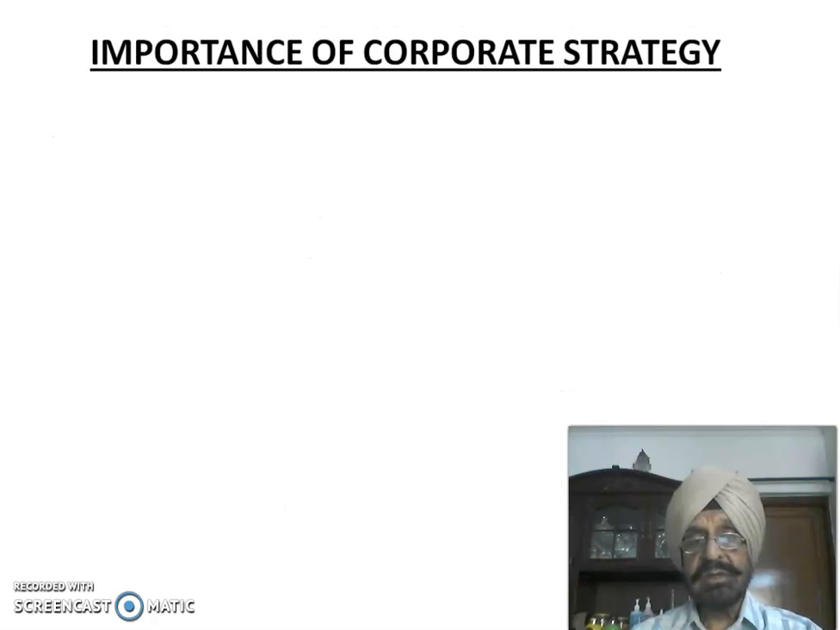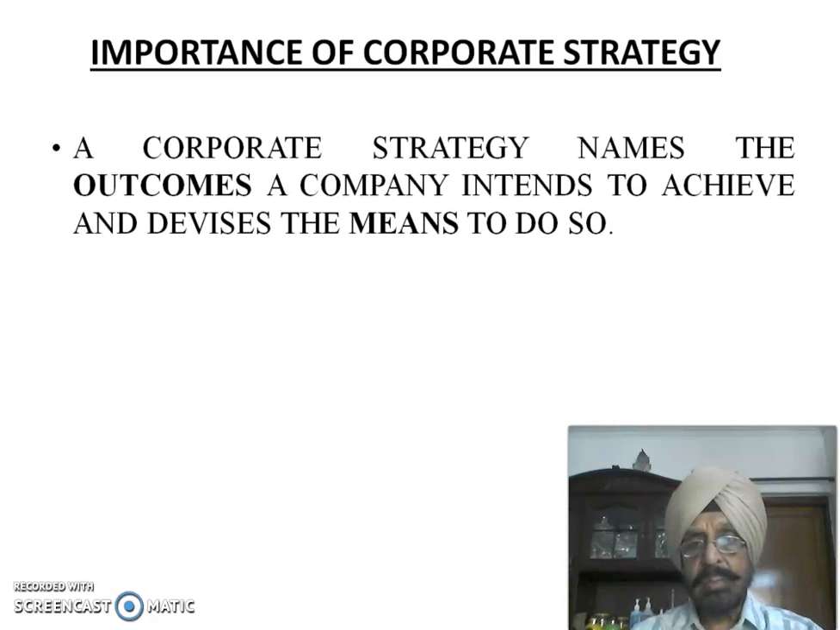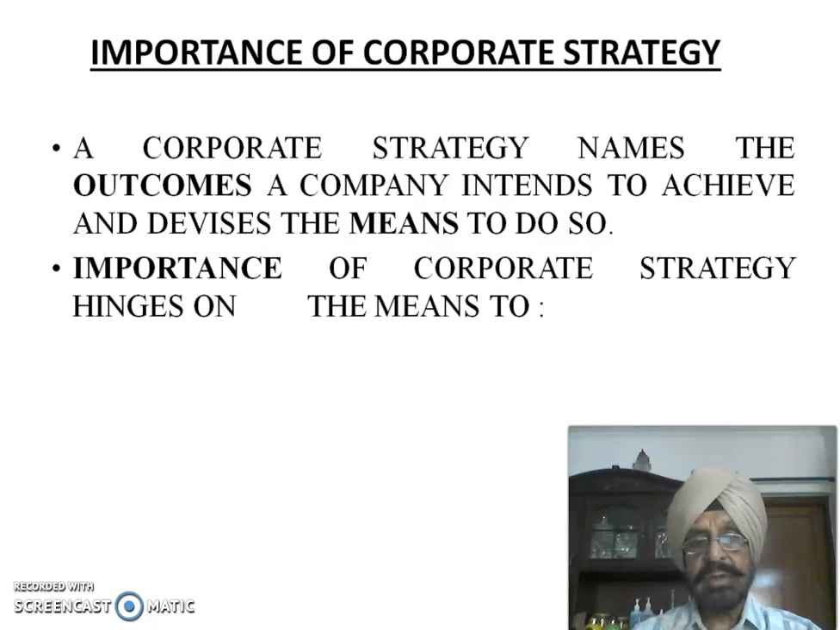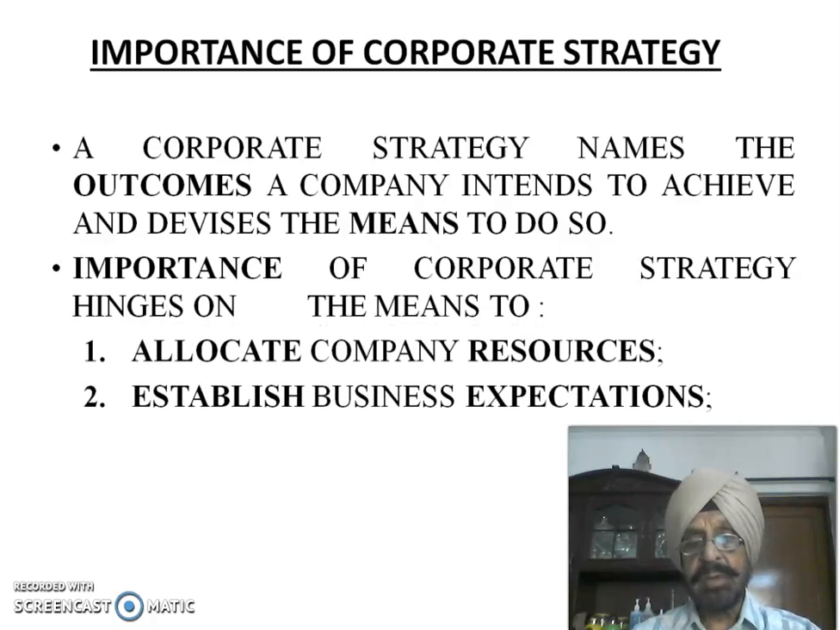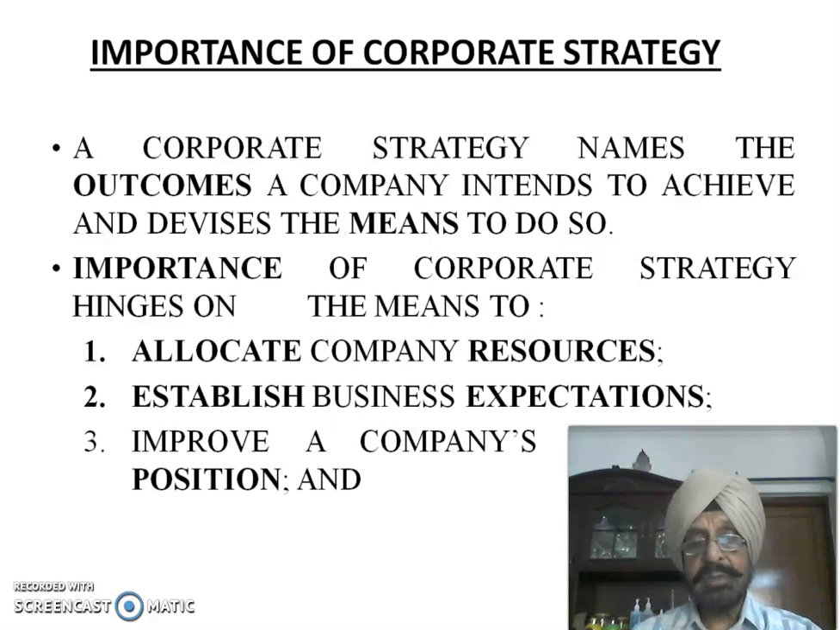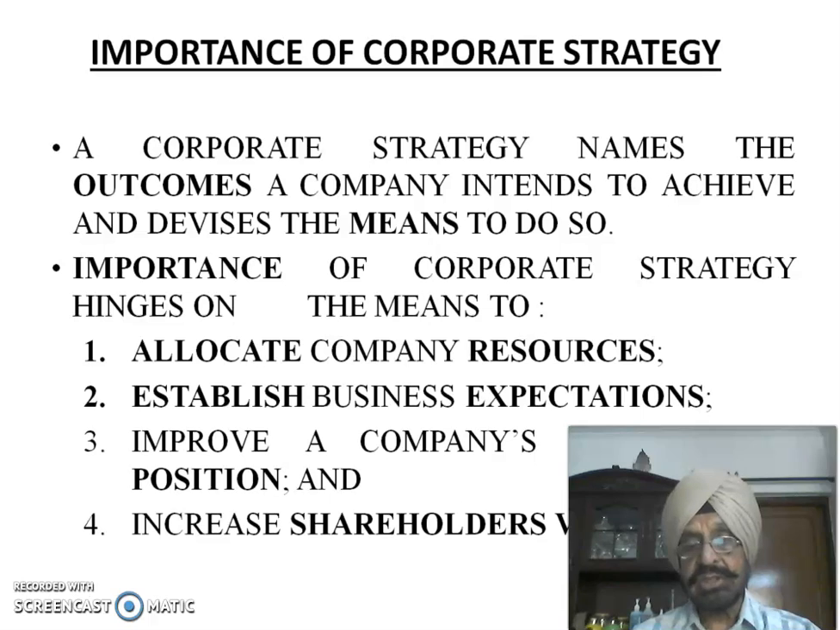Next we come to the importance of corporate strategy. After all, why are we studying corporate strategy? It has to have some importance, and let us see what it involves. A corporate strategy names the outcome a company intends to achieve and devises the means to do it. So our main concern is what the outcomes are and what the ways to achieve them are. The importance of corporate strategy hinges on these things: allocate company resources, establish business expectations, improve a company's competitive position, and increase the shareholders' value.